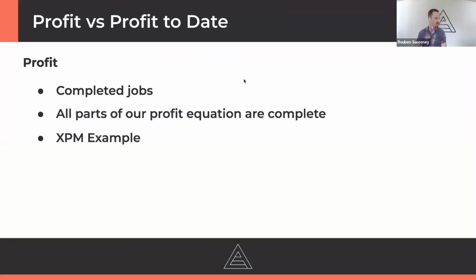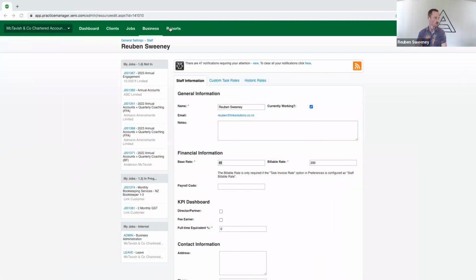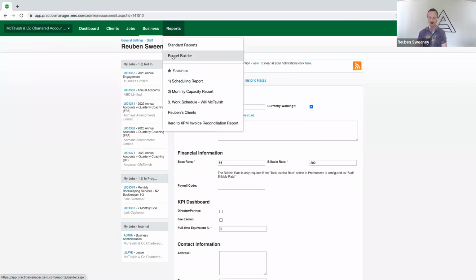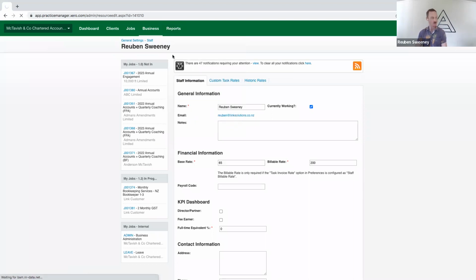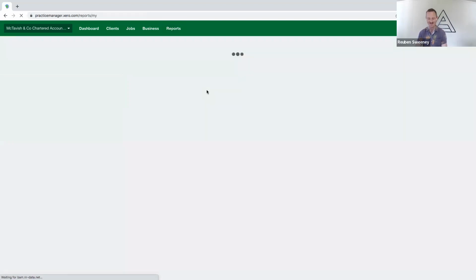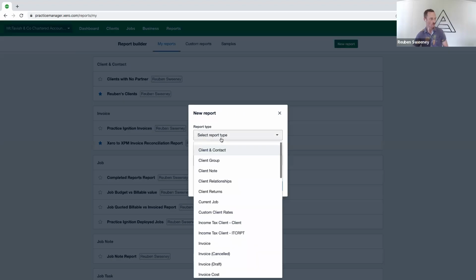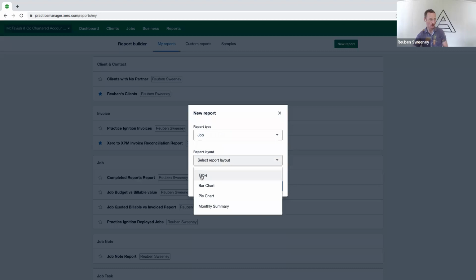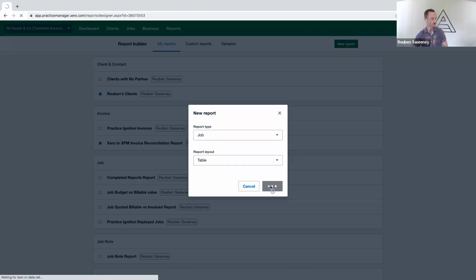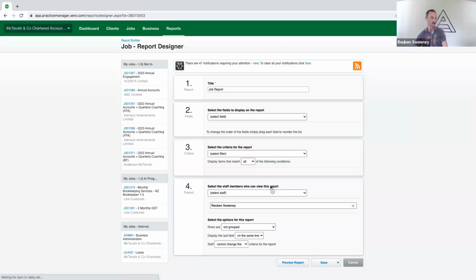Where did my XPM go? This way. Cool. I'm going to go to the report builder. I'm going to do this live. I didn't even rehearse this, but I'm sure it'll go well. Click along with me. Report builder. I'm going to go to new report, report type, and we're going to go to job. Select report layout. I'm going to go to table. Create. This will be recorded so you can follow along later.